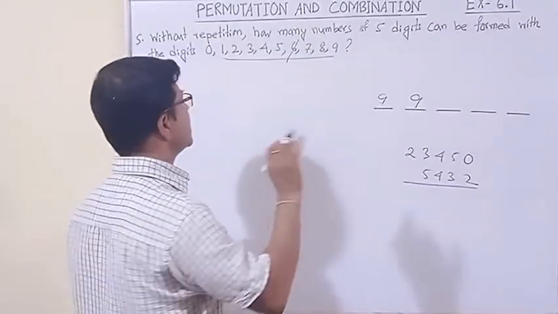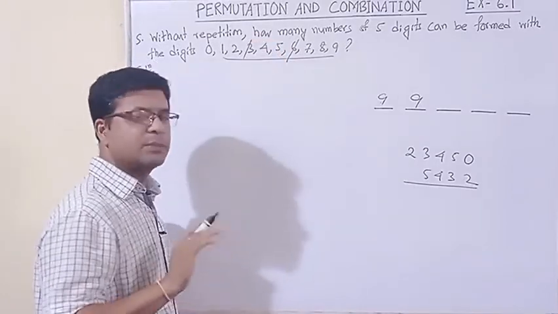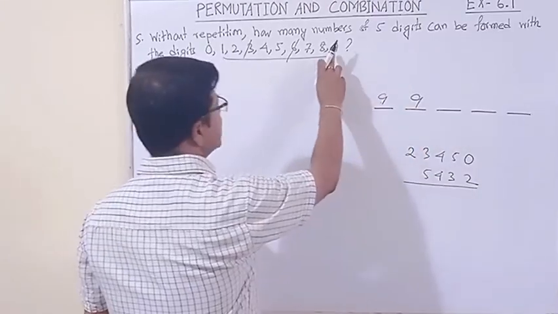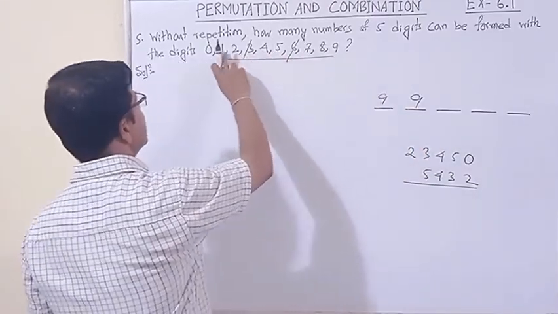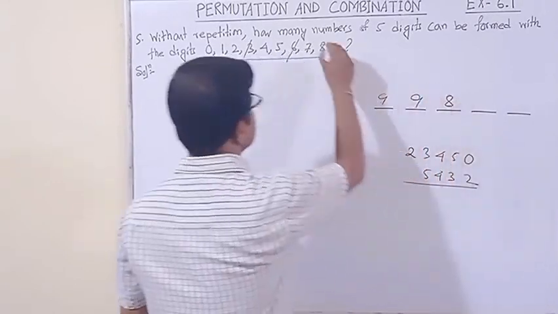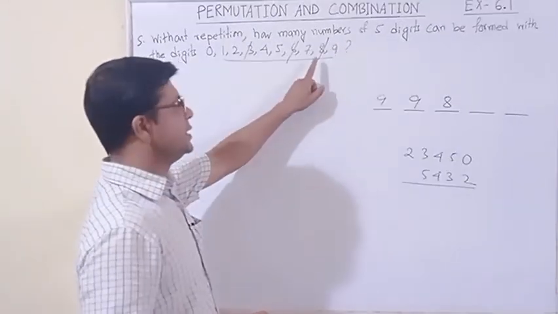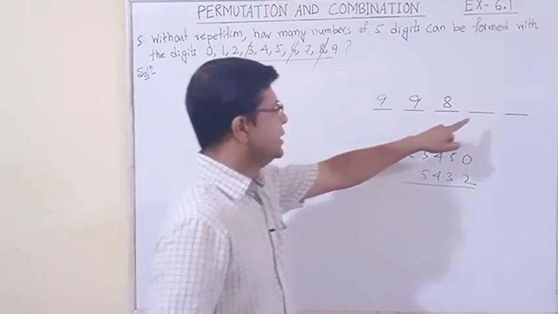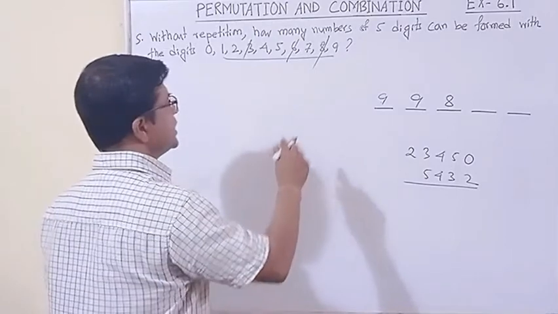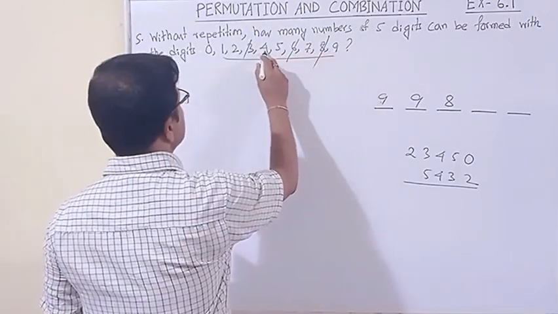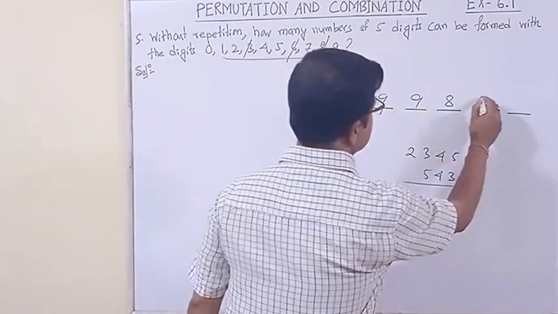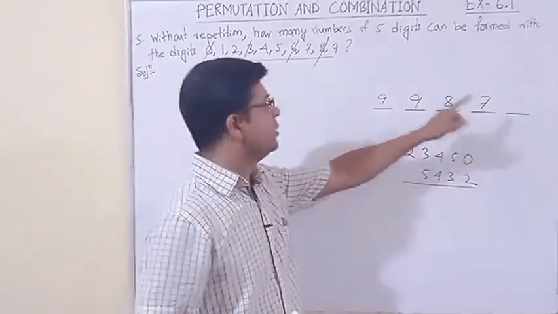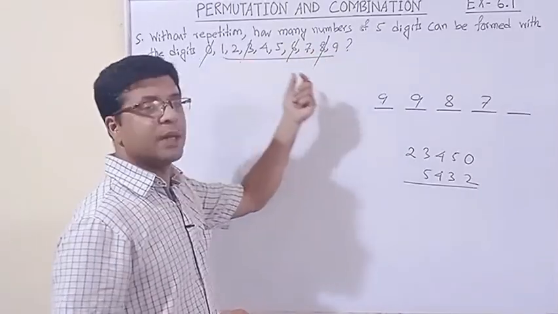Suppose any digit is selected, suppose 3. Then the third place can be filled up in how many ways? Let us count. 1 2 3 4 5 6 7 8. One is taken, this digit is taken. Okay, so this place is filled up. Now this place can be filled up in how many ways? Let us see. 1 2 3 4 5 6 7. So out of this, suppose 0 is put there. These are some examples.